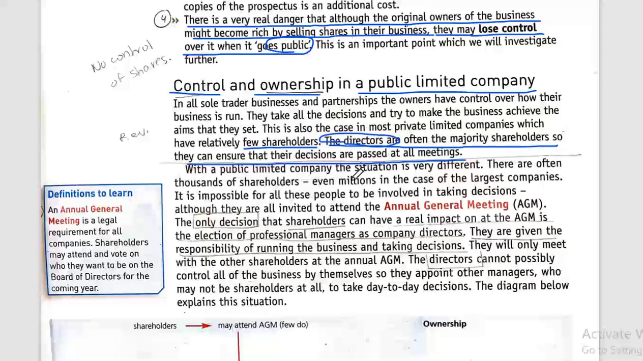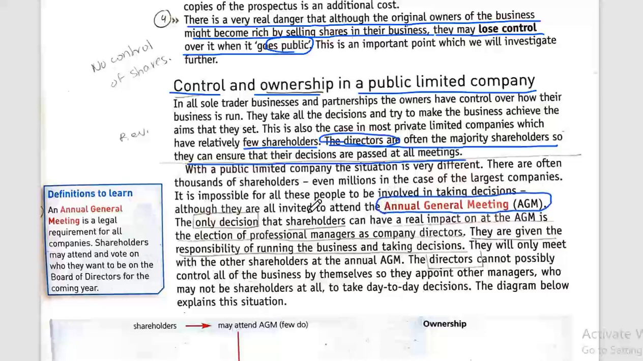With a public limited company, the situation is very different, and it's difficult to take decisions because we have a large number of shareholders. There are often thousands of shareholders, even millions in the case of the largest companies. So it is impossible for these people to be involved in the decision making process, although they are all invited to attend something called the annual general meeting, AGM.